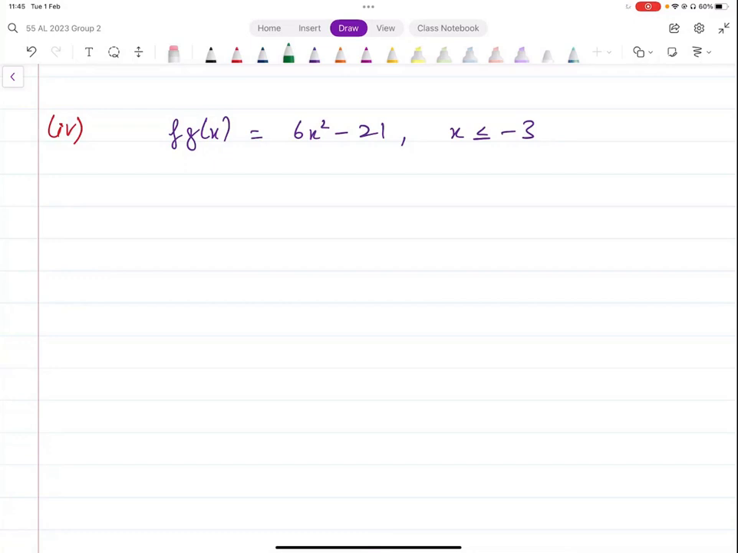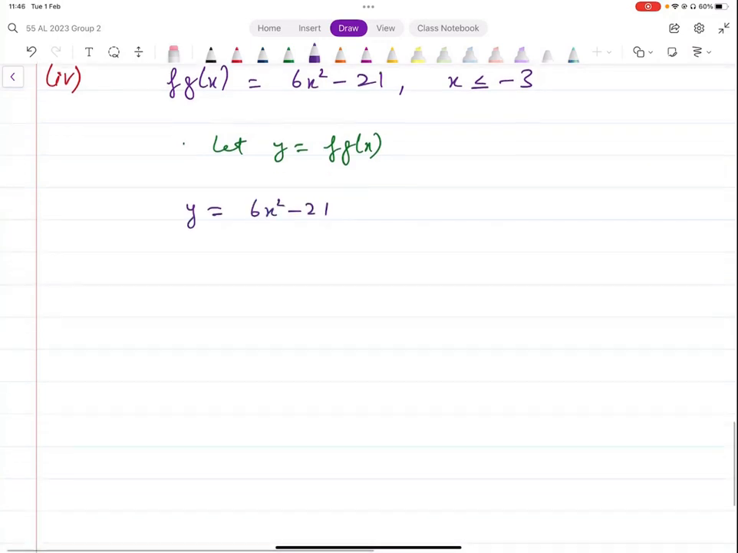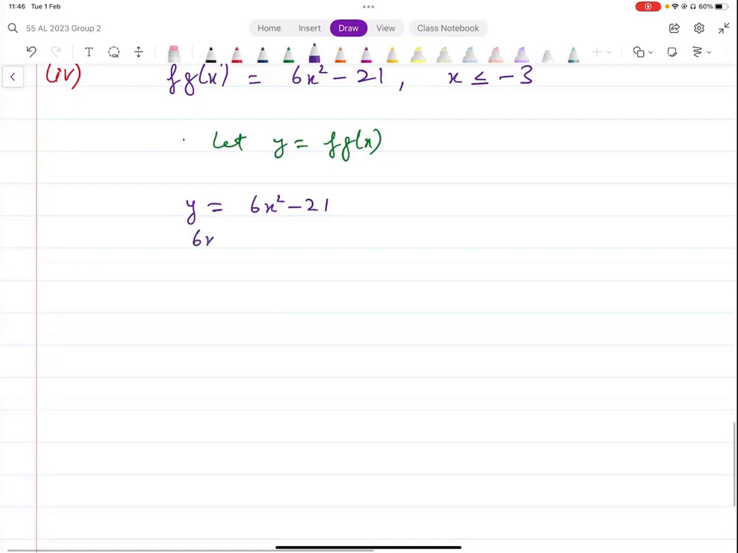We don't even need to complete the square here. It's already a completed square. You only have an x squared term. So we can directly make it the subject. There is no x term, it's x square, right? So we don't really need to worry about that. We just say let y equals fg of x. That gives us y equals 6x square minus 21. We can make x the subject here. 6x square equals y plus 21. X square equals y plus 21 over 6.